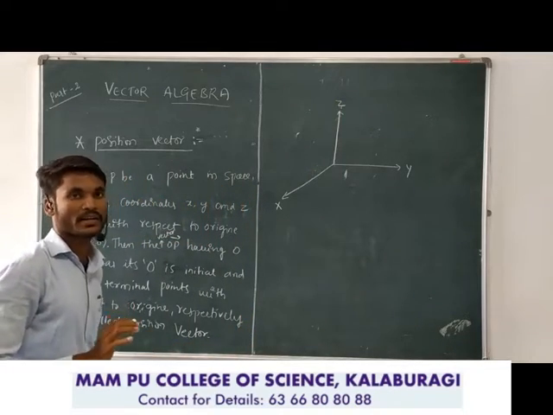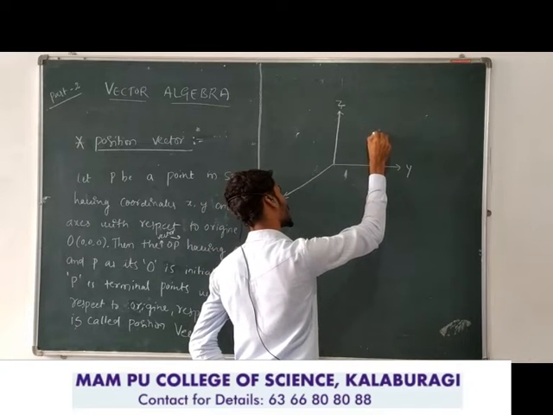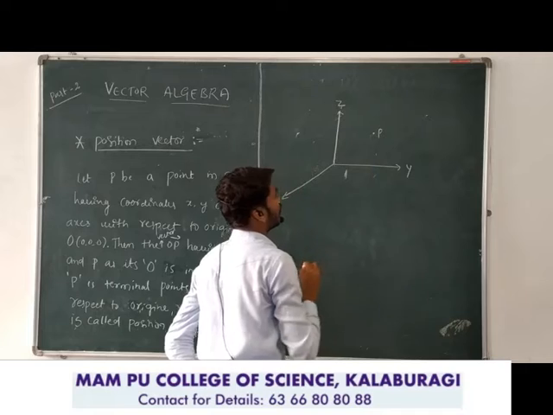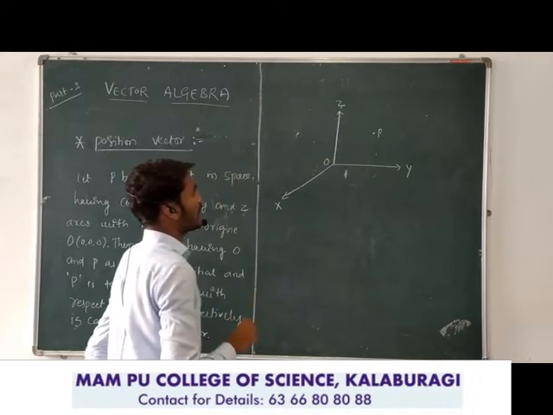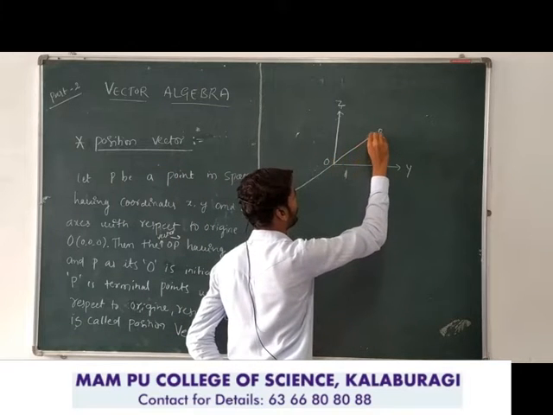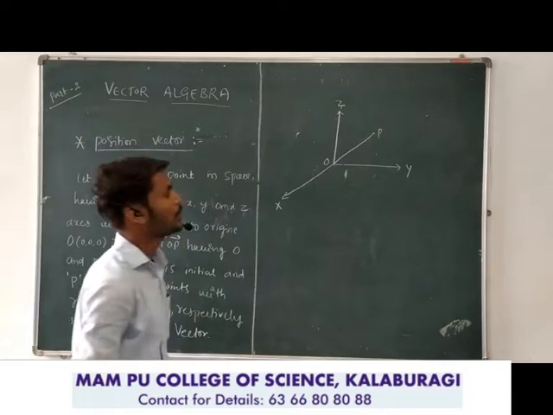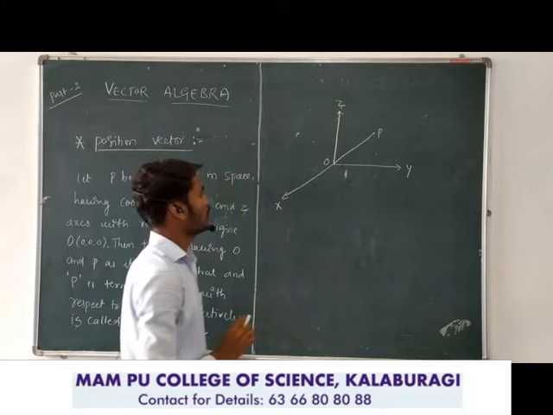Suppose I consider somewhere in space a point P. This is the origin, we know already. I can make a line here. This is OP vector. Here OP vector is a position vector.